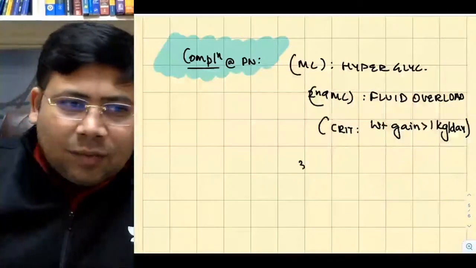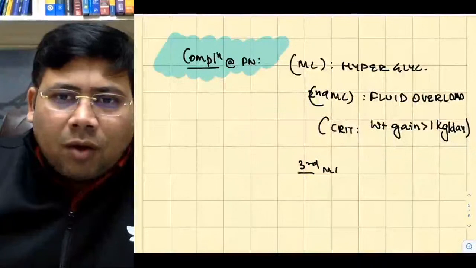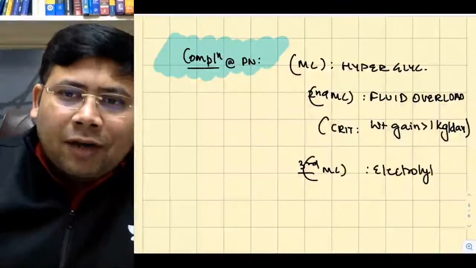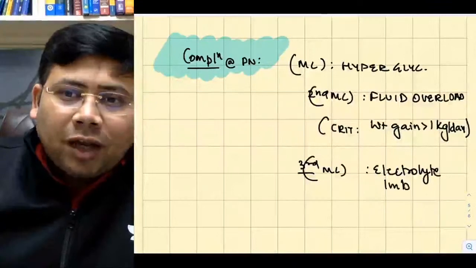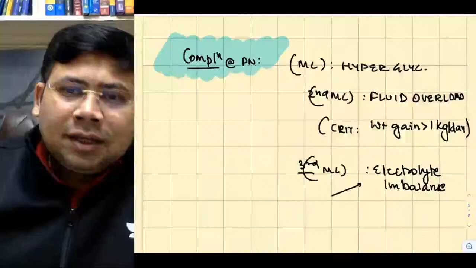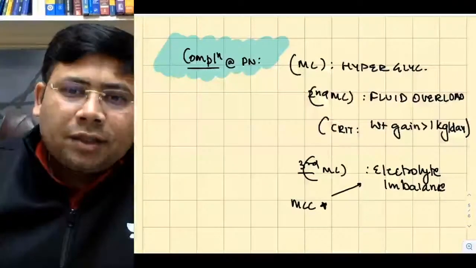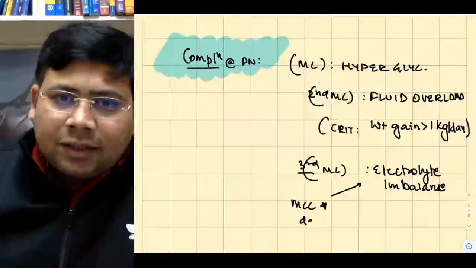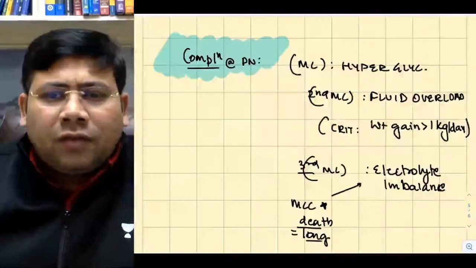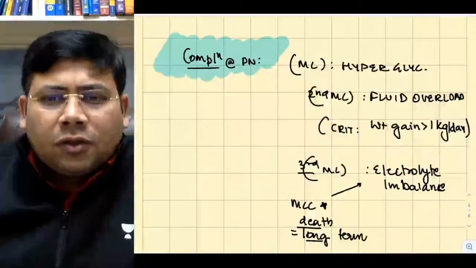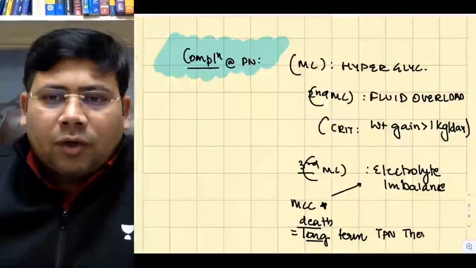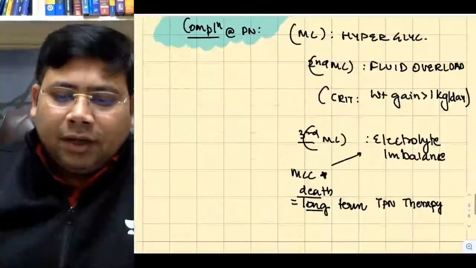Yes. The third most common complication is electrolyte imbalance. And do you know electrolyte imbalance is the cause of mortality also? So electrolyte imbalance is the most common cause of death, the most common cause of death in long-term TPN therapy. This question is also very, very important. So in long-term TPN therapy, the most common cause of death is electrolyte imbalance.